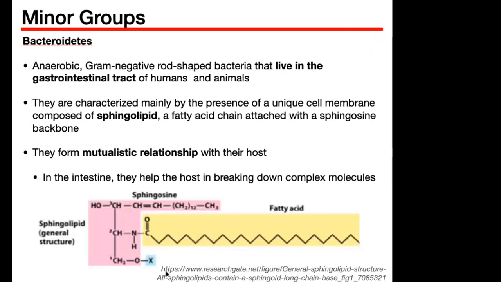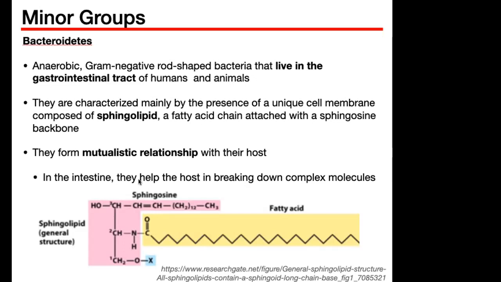And then we also have the minor groupings. So for the minor groups, we have Bacteroidetes. These are anaerobic gram-negative rod-shaped bacteria, and they usually thrive in the gastrointestinal tract of humans and animals. Okay? Their distinguishing characteristic is the presence of a unique cell membrane lipid called sphingolipid, which is a fatty acid chain attached to a sphingosine backbone.